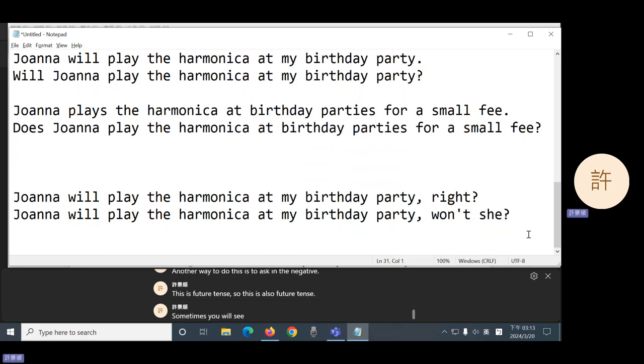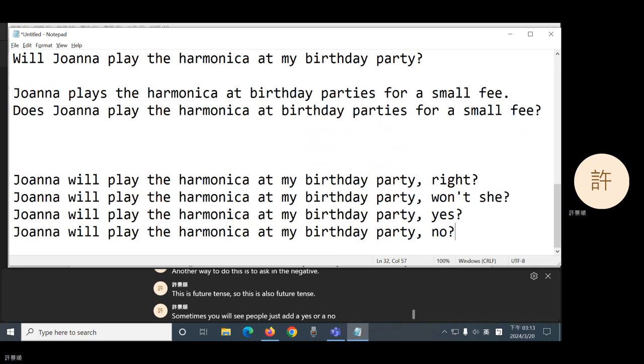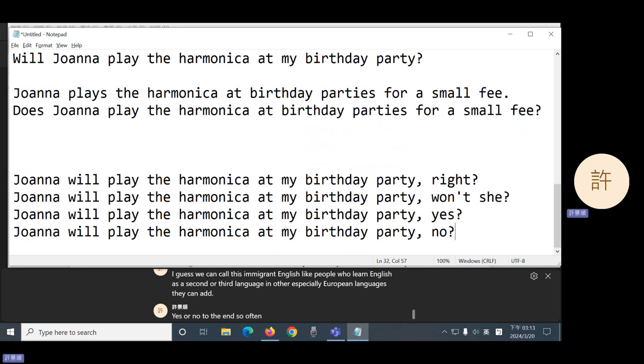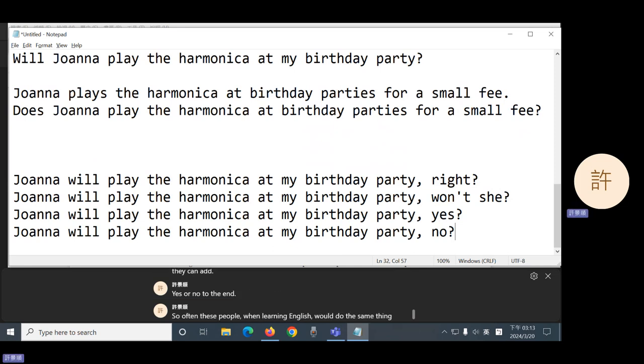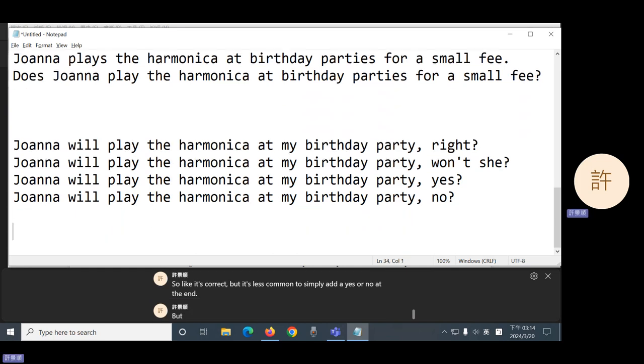Sometimes you will see people just add a yes or a no. That also works. This is actually from, I guess we can call this immigrant English, like people who learn English as a second or third language. In other, especially European languages, they can add yes or no to the end. So often these people, when learning English, would do the same thing. So it's correct, but it's less common to simply add a yes or no at the end. But sometimes people will add the negative part to the main sentence.